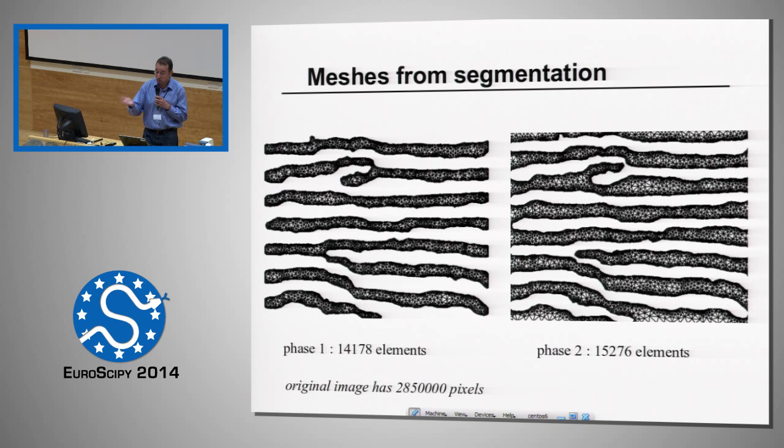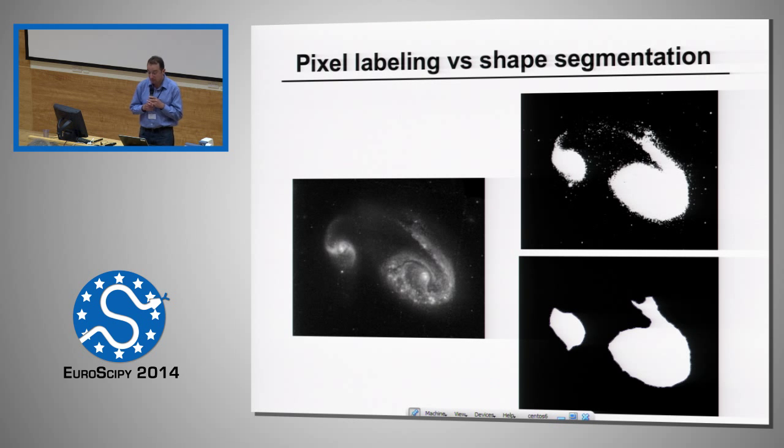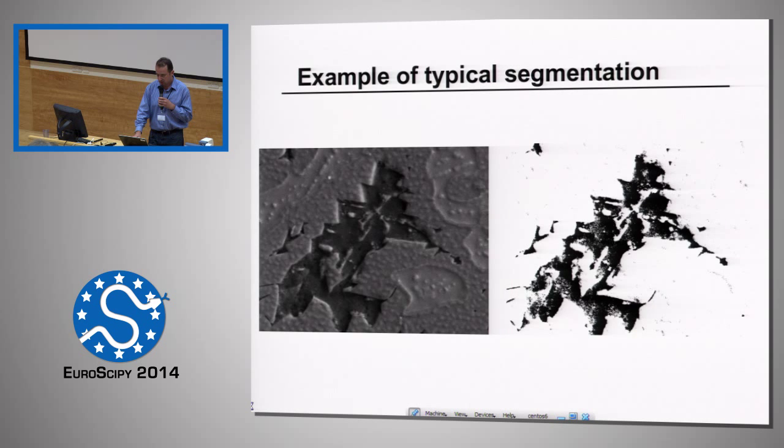For those interested, you can turn these into meshes for physical simulations or to summarize the image, because instead of 3 million pixels, you could have 30,000. Just to contrast with other possible segmentation approaches, if you do a pixel labeling approach, you can get lots of stray pixels like you see in the upper picture. But if you concentrate on the boundaries, you can get nicely decomposed segmentations like this.